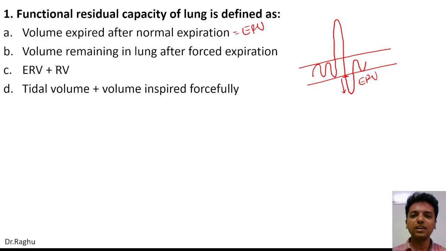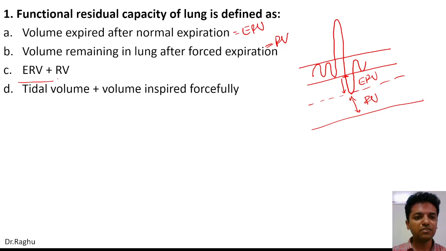Volume remaining in the lung after forced expiration. This is again the forced expiration. The volume which remains in the lung after the forced expiration, what is this called? This is called residual volume. So this is residual volume. ERV plus RV.